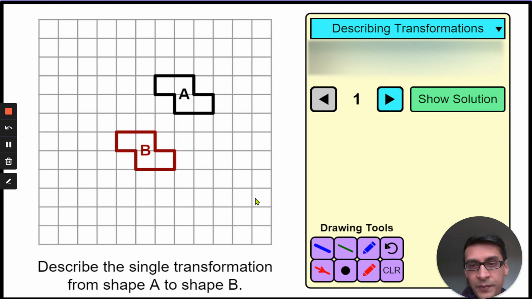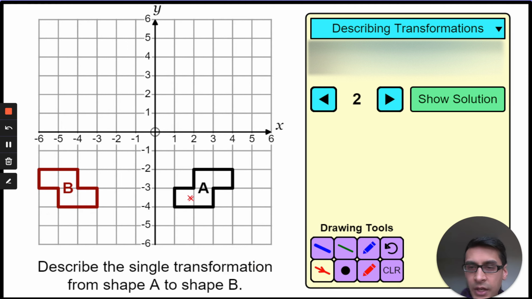Okay, second example, describe the single transformation. So we can see the orientation is different here and it looks like it's been reflected. So we need to find the line of reflection. Now you can probably do this without doing much working out, but I'll show you the method that's important in case you get a trickier question.